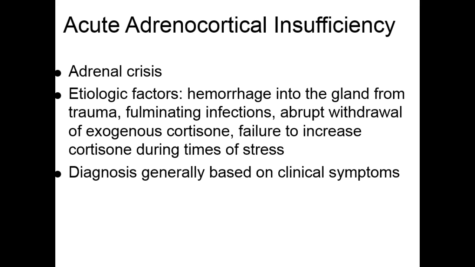Acute adrenocortical insufficiency. Now, this is insufficiency, so they go into adrenal crisis. Usually the factors that start it are a hemorrhage into the gland from trauma, fulminating infections, or abrupt withdrawal of exogenous cortisone, meaning a child is on prednisone for some type of infection or inflammation, and all of a sudden they stop taking it. This is huge because we put a lot of kids on prednisone.